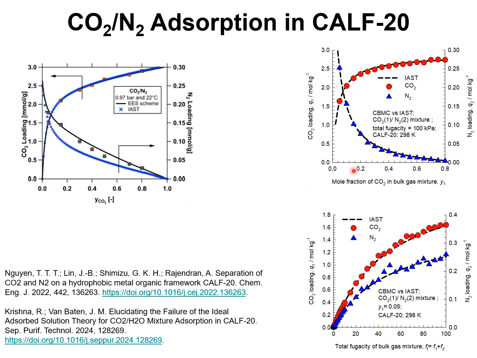In order to further verify that the IAST predictions for CO2-nitrogen adsorption are in good agreement with the data from molecular simulations, we carried out another set of molecular simulations in which the composition of the bulk gas mixture is maintained at 5% CO2, and the total fugacity of the bulk gas phase mixture is varied from 0 to 100 kilopascals.